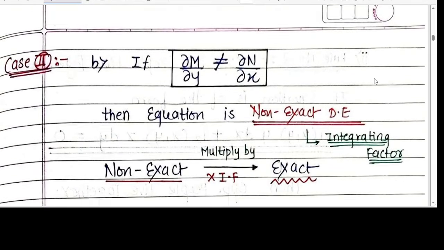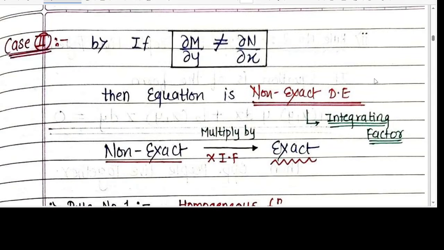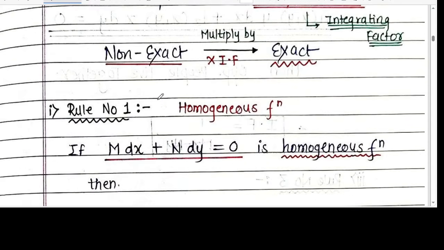Now, if the given differential equation does not satisfy the condition of exactness, it means that ∂M/∂y is not equal to ∂N/∂x. Then the given differential equation is non-exact. So in this case, we have to find an integrating factor. There are some rules for finding integrating factor, and if the given differential equation is non-exact and you multiply by the integrating factor, it becomes exact.